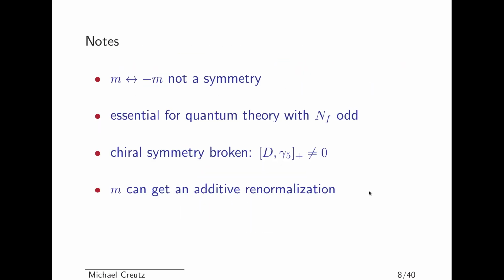Now there's something to observe about this, several things. First of all, m going to minus m is no longer a symmetry. But we learned in the other lecture that this is essential for QCD with an odd number of flavors. Chiral symmetry is broken because this extra term does not anticommute with gamma 5. Because there's no chiral symmetry, the mass can in fact get an additive renormalization, and in fact does.